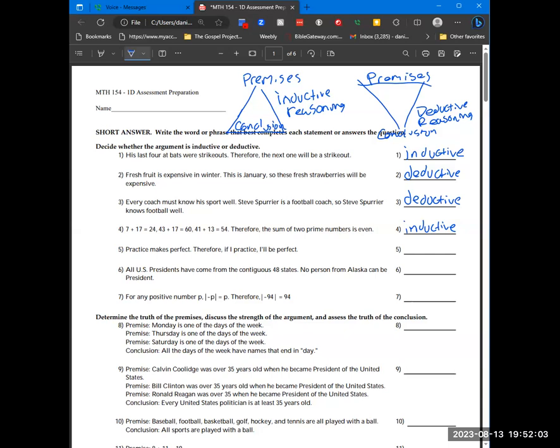Practice makes perfect. Therefore, if I practice, I'll be perfect. It's deductive. Large premise, small conclusion, right?